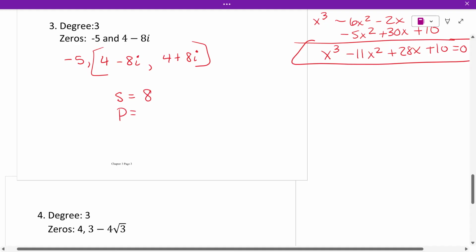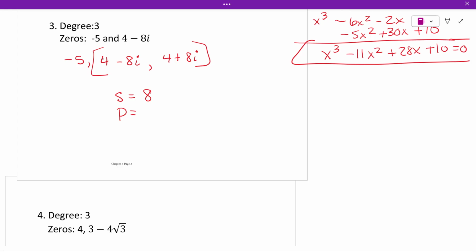What's their product? And now this is where you have to be careful. 4 times 4 is 16. Outers is 32i. Inners is negative 32i. It cancels. And it's going to be minus 64i squared. Well, what's i squared? Negative 1. So it's really 16 plus 64, which is 80. So it's going to be x squared minus 8x, x squared minus the sum of the roots times x, plus the product of the roots equals 0.